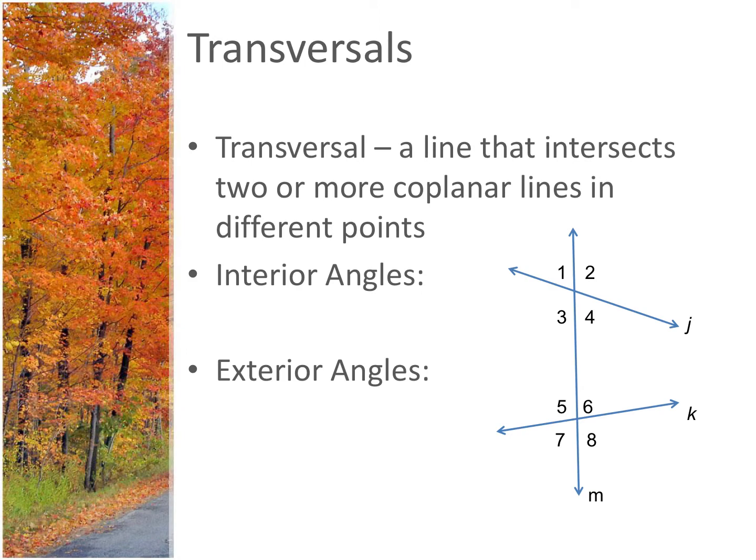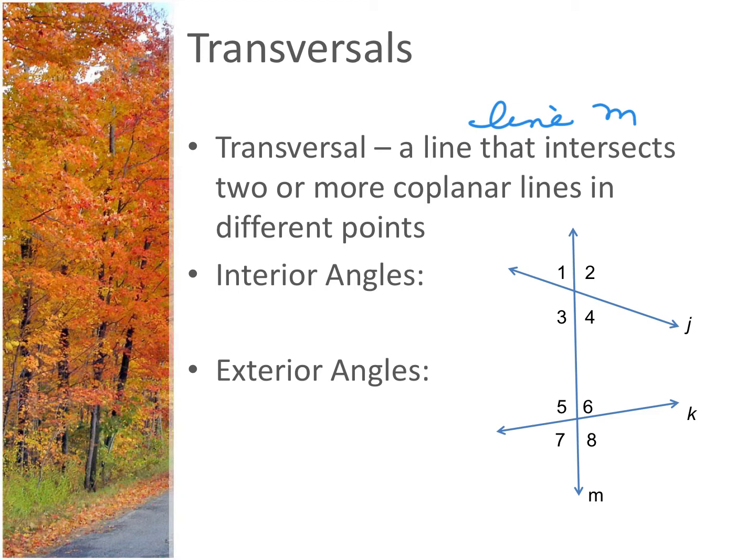And a transversal is going to be a line that intersects 2 or more coplanar lines in different points. So the transversal in my picture here is line M. The 2 coplanar lines are the J and the K. Once that transversal intersects the 2 coplanar lines, it now creates 8 angles. These 8 angles are going to get special names.